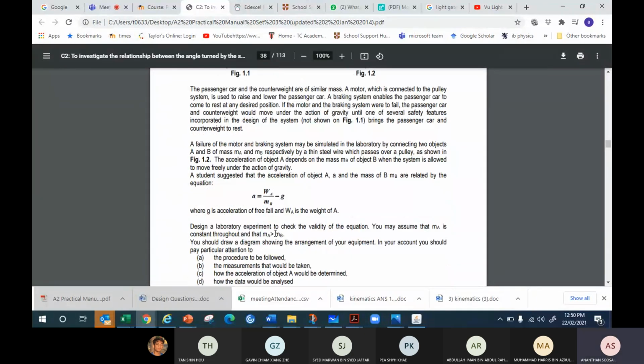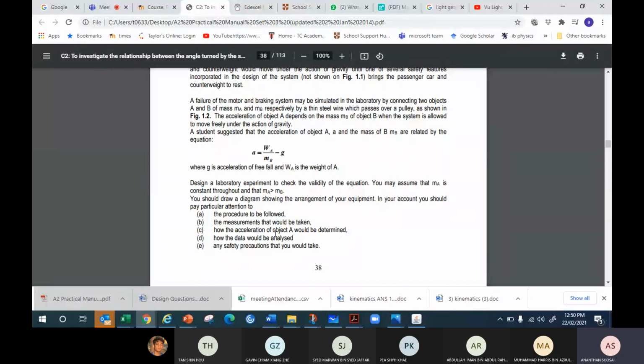Okay, now first question. What is the independent variable? What is the dependent variable? What is the variable to be kept constant? Anybody? What is the independent variable? What variable are you going to change in this formula?